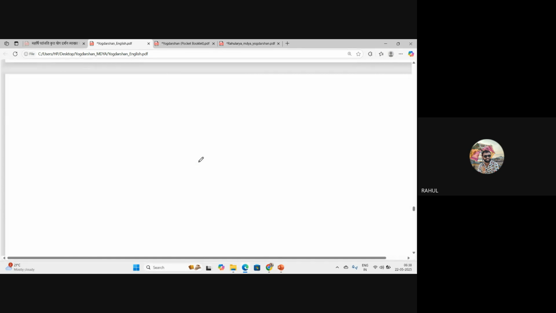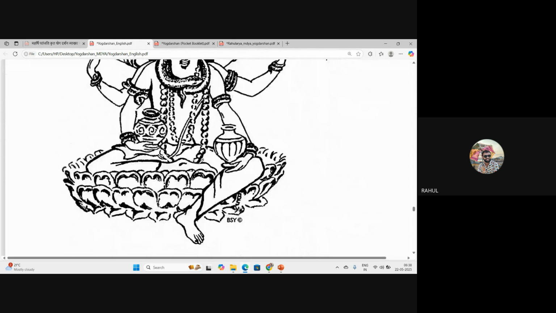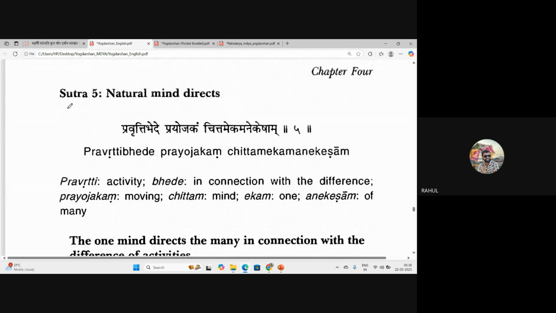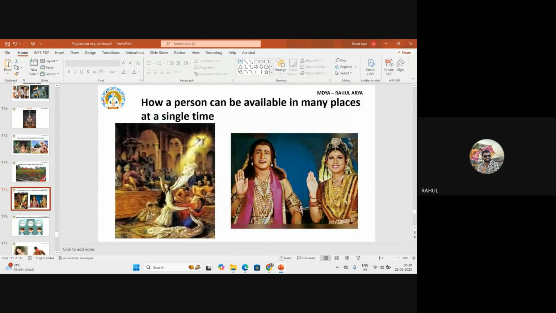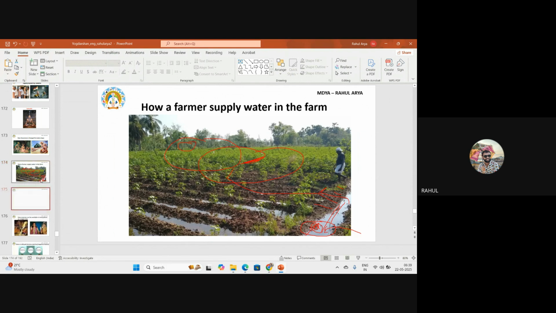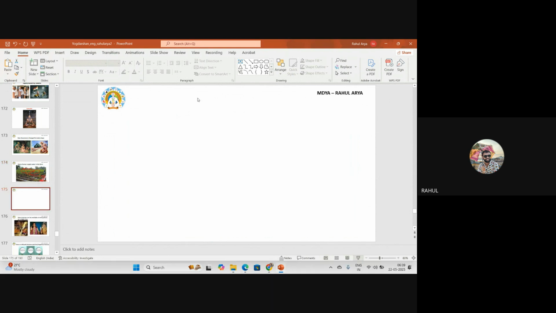Next is sutra number 5. Pravritti bhede prayojakam chittam ekam anekesam. Yes. Okay, just for example, I gave it here or not? Just wait. I'm making a new diagram. Sorry, I did not add that picture.